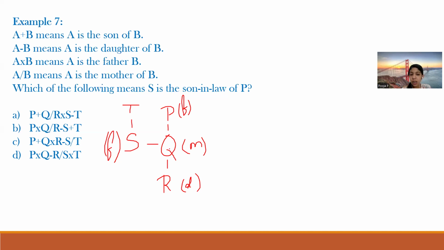So S and Q are none other than husband and wife, father and mother. And yes, you should get S is the son-in-law of P. P is the father of Q, so Q is the daughter of P. Q has her husband S. So P's son-in-law is none other than S. Clear with this? Yes, ma'am. So we get option B as the correct answer.